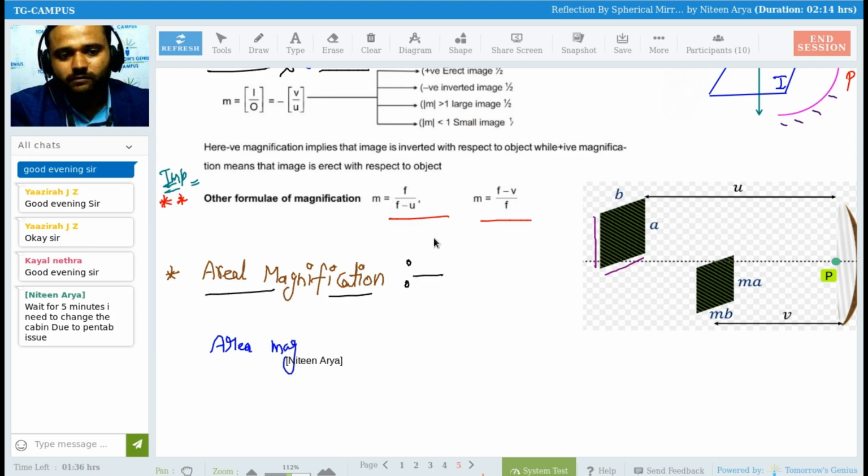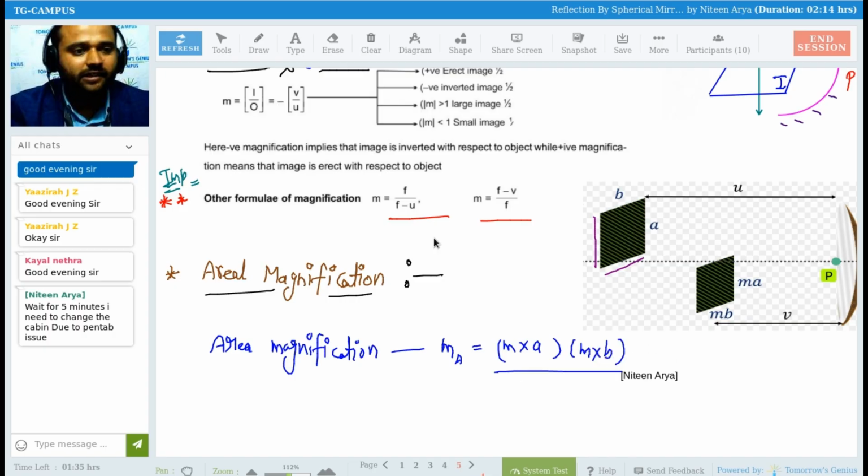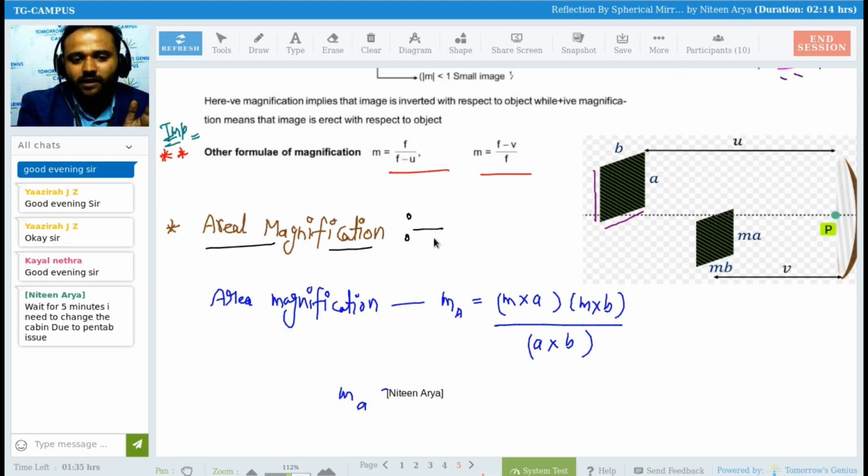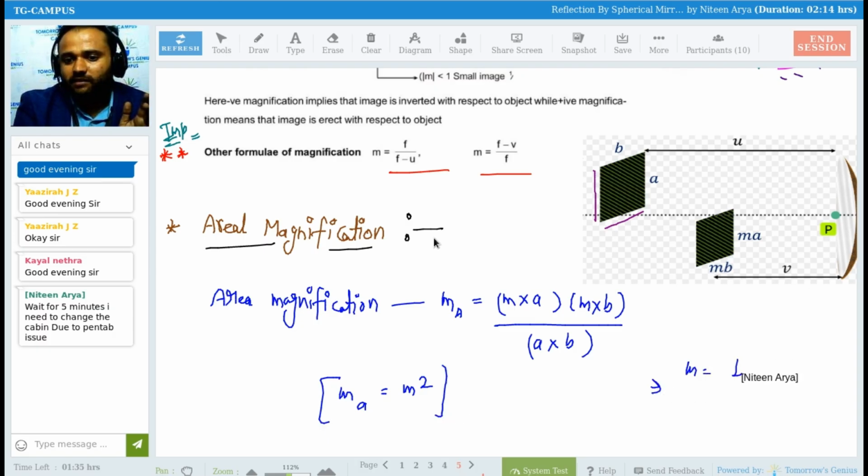Aerial magnification. Aerial magnification is M_A, which is M cross A into M cross B. M is the lateral magnification here. A cross B means the ratio of the height of the image in the x-axis and the height of the image in the y-axis. So M_A is M squared. What is M over there? M is nothing but I by O or V by U.